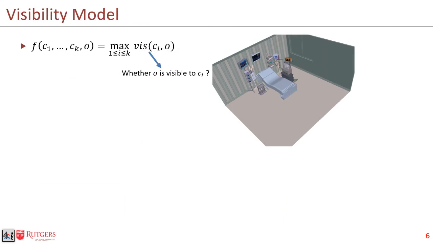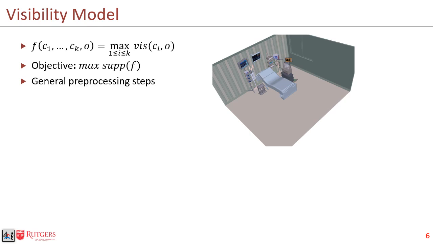The first and the most simplistic model is the visibility model, where visibility is the only thing being considered. The sensing quality for point o is 1 if it is visible to at least one sensor. The function vis(ci, o) here indicates whether the surface point o is visible to center location point ci. The objective is to maximize the area of the surface visible to the sensors, that is, the support of the function f.